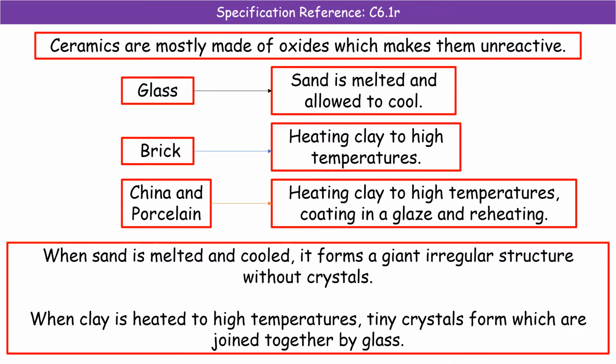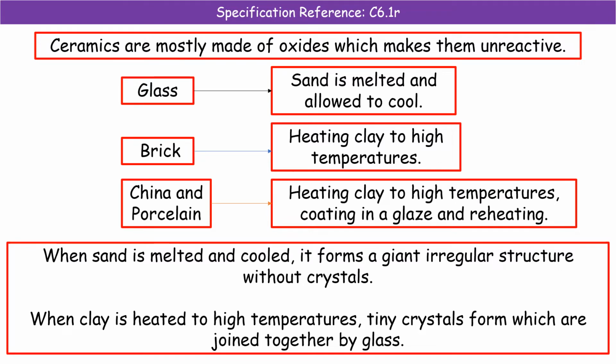If we have a look at how we make those 4 key ceramics that we've mentioned. Glass: we take sand, heat it to melting, and then allow it to cool. Brick: we take our clay, shape it into brick shapes, heat it up, and that will form our bricks as it cools. And then finally, china and porcelain: heat our clay up to high temperatures, and then we coat it in a glaze before we reheat it.